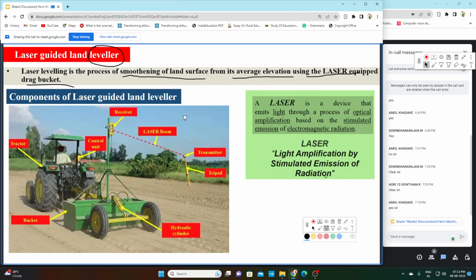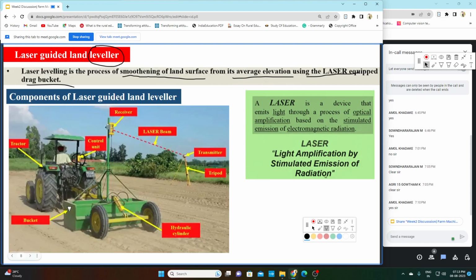So how does this laser guided leveler work? We have to look into the components of the laser guided land leveler. This back implement is called the laser guided land leveler, and in front it is powered by a tractor. You can see this is a tractor, and this is the control unit of the laser guided land leveler. I don't know if you can see or not, but the control unit is generally mounted on the tractor, okay.